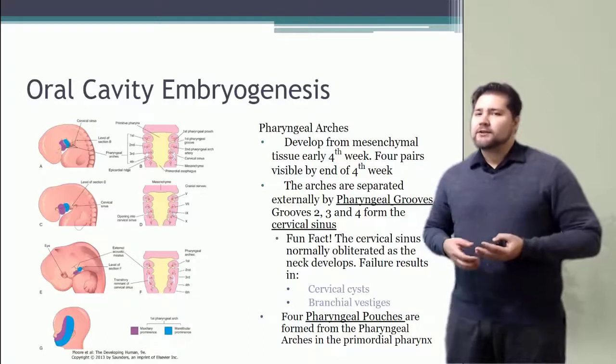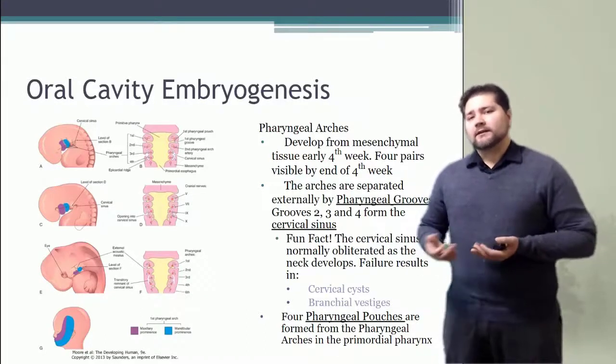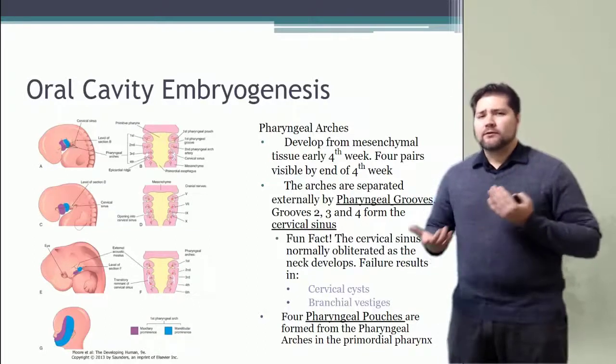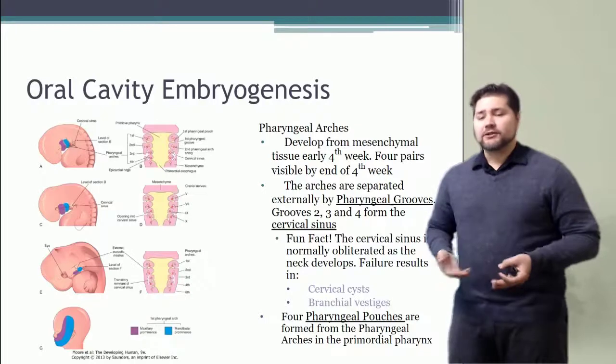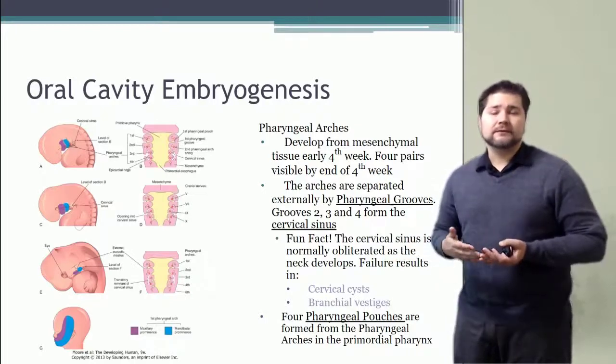And we'll see that congenital anomalies can exist when this cervical sinus does not obliterate. You get things like a cervical cyst or a branchial vestige. And keep in mind that pharyngeal and branchial in this context can be used interchangeably. So when we talk about pharyngeal grooves, you can also say branchial grooves.